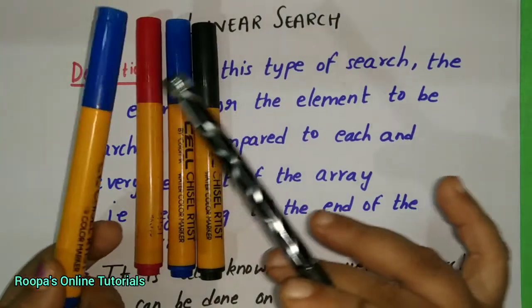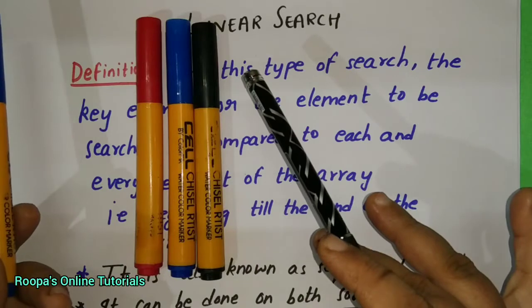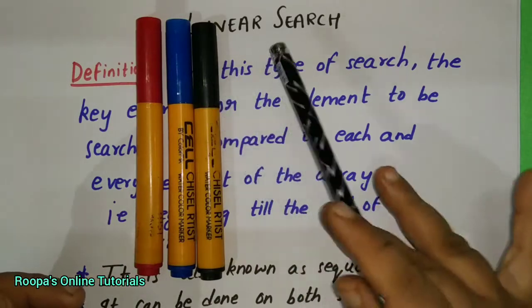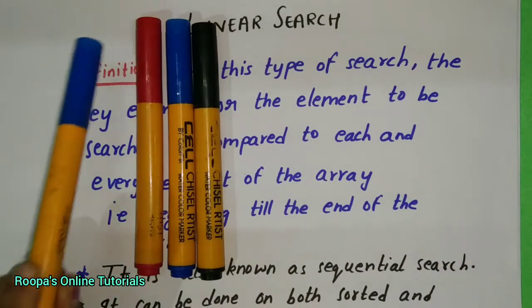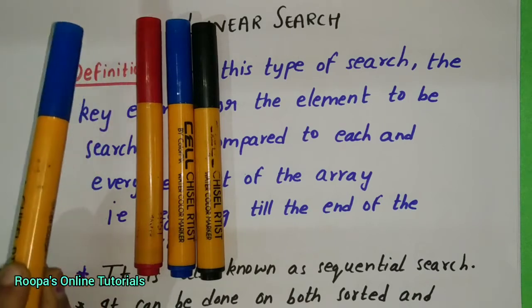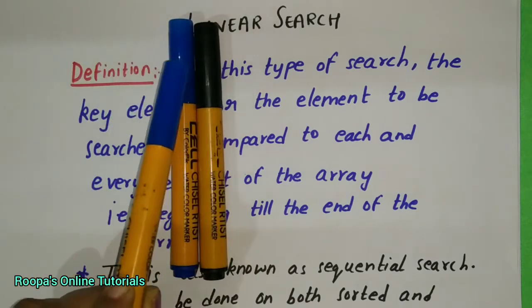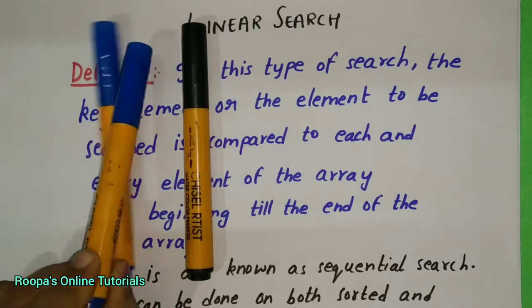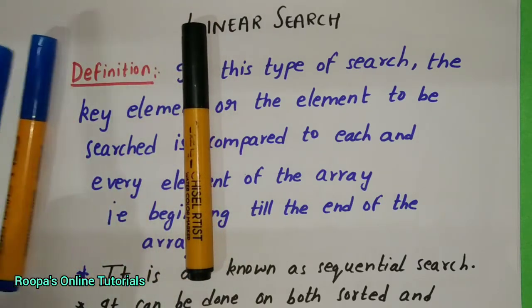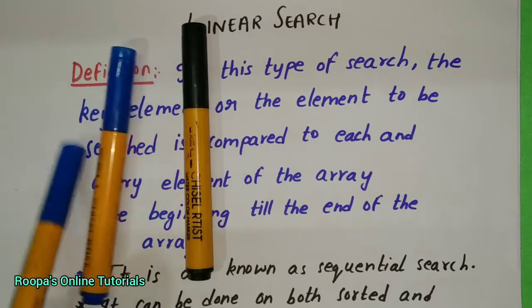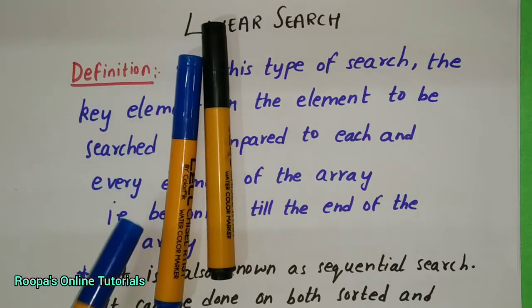I'm going to compare it with each of the pens I've kept here. I check whether the blue pen and the red pen match. They do not, so it is not the element I'm finding. Now the blue pen and the blue pen, yes, this is matching, so my search is successful. So I don't go to the next elements. This is what happens in our linear search.